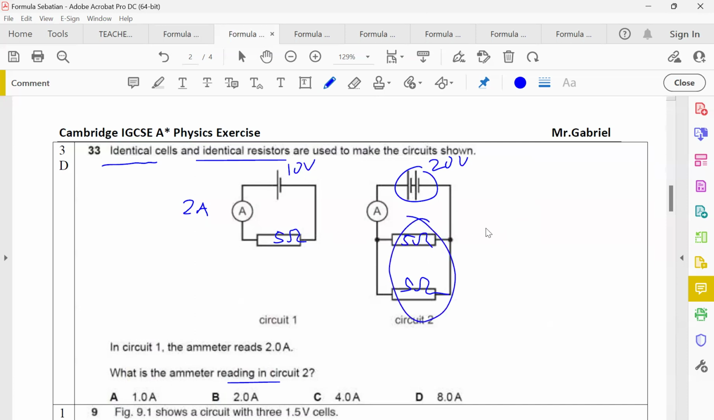From here, you need to find out the total resistance. 2.5, because it's parallel, which is actually just half of it, right? Then I'll find the current here, right? I equals V over R, 20 over 2.5. Press in the calculator, you get 8 amperes.